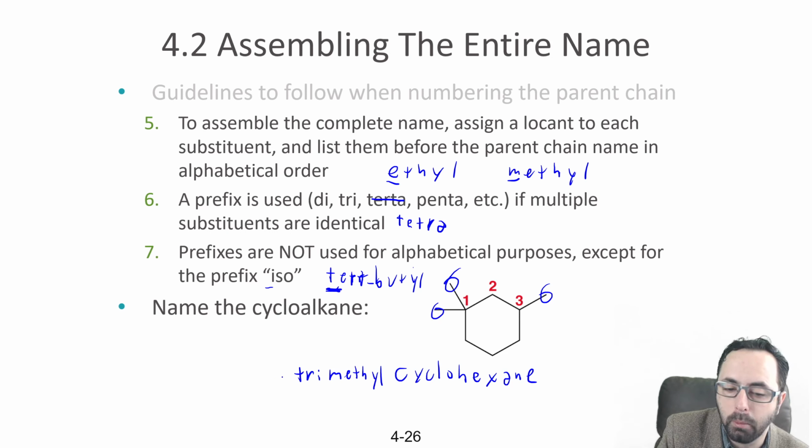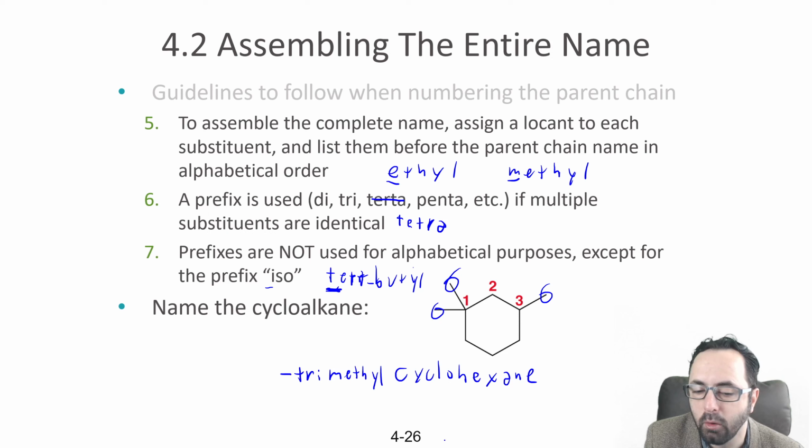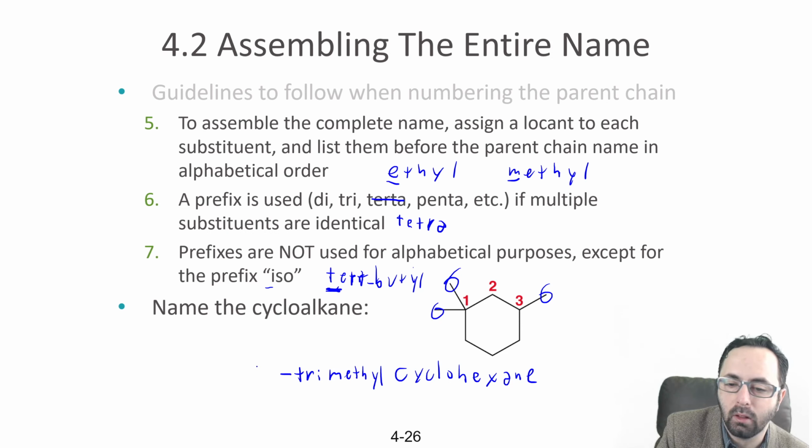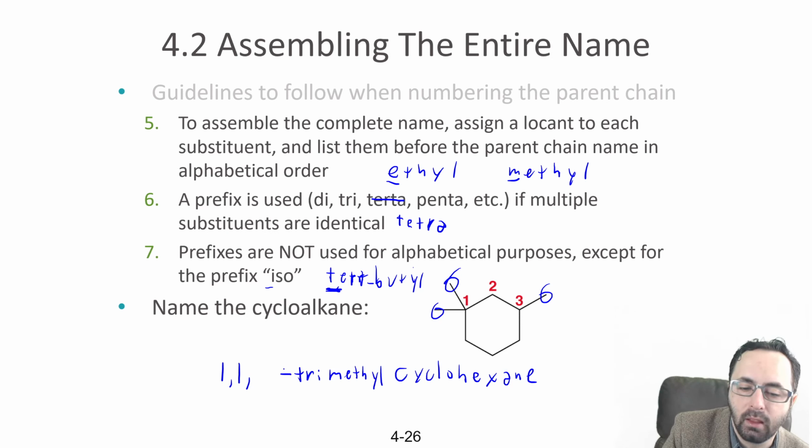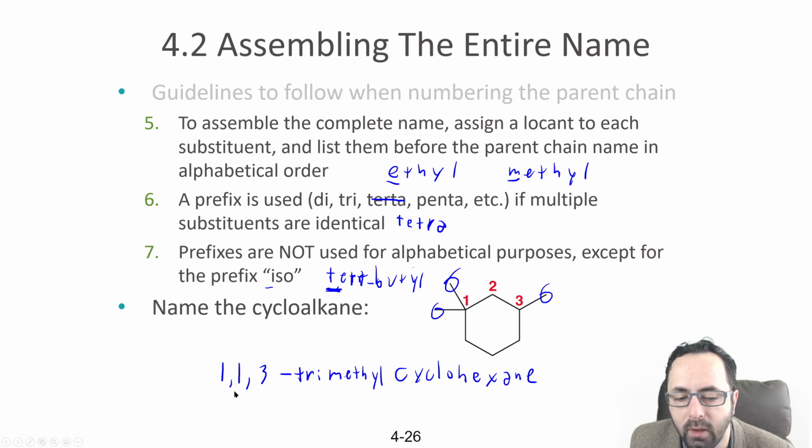And finally, we're going to place our locants. So we always separate the numbers and the letters with a dash. And then we write down the locant numbers. 1 for this first branch. Then there's a second branch on 1. So we put a comma and we write 1. And then finally, there's a branch here on the 3rd carbon. So we say 3. And we always separate the numbers and the letters with a dash and the numbers from one another with commas. 1,1,3-trimethylcyclohexane.